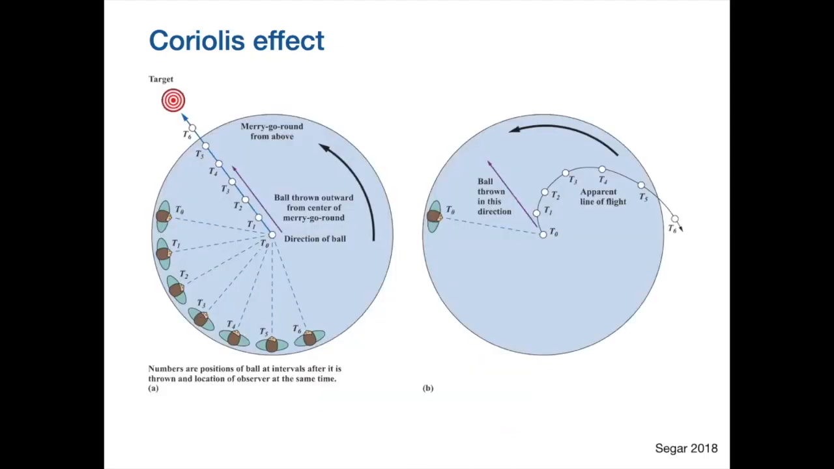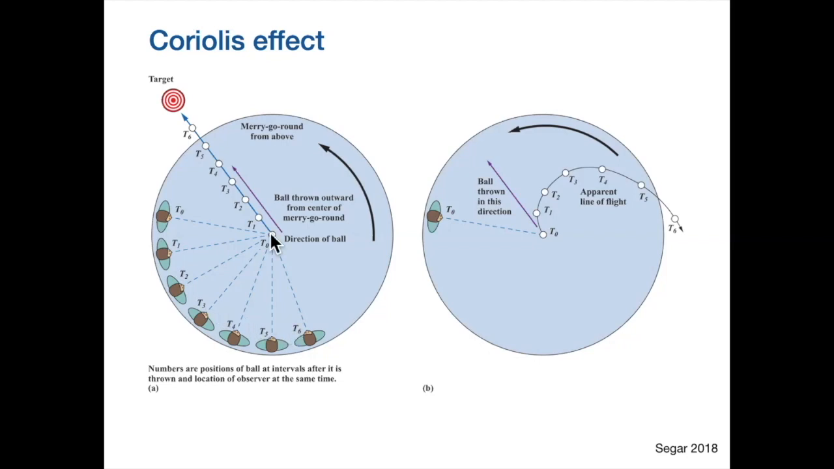A good way of visualizing the effect of a rotating frame of reference is to consider a ball being thrown from the center of a merry-go-round to a target that's off the merry-go-round. So here we have the center of the merry-go-round, then these white dots are the ball traveling away towards the target here. In this case, our merry-go-round is rotating counterclockwise, and we have an observer on the merry-go-round who is also rotating counterclockwise. T0, T1, etc. corresponds to a time where the ball will be at that time and where the observer will be at that time.